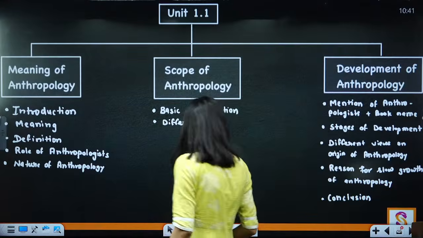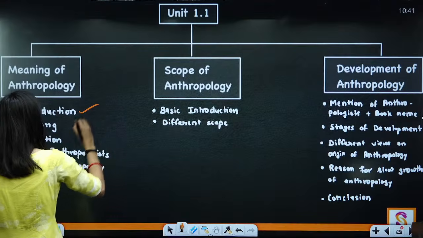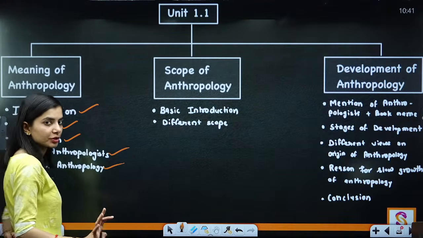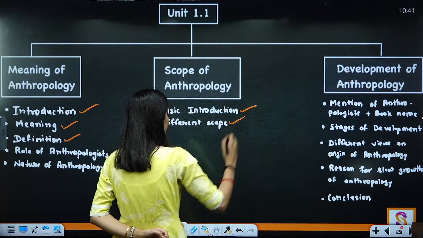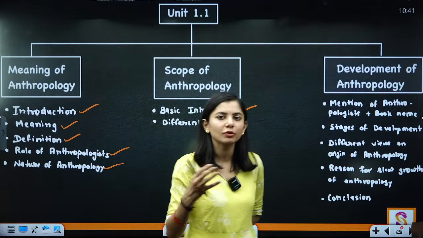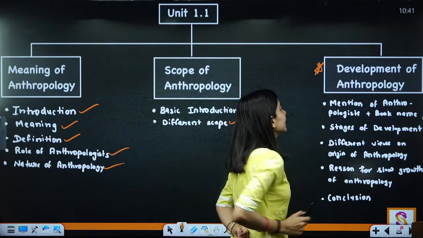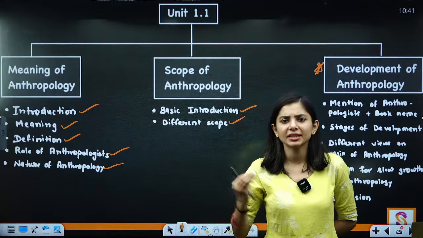See, in the previous class, we are done with this part: introduction, meaning, definition, role of anthropologist, nature of anthropology. So you are not having any doubt from this part. We are also done with the basic introduction and the different scope, like the 4 various branches of anthropology. In today's class, we are going to deal with this part, the development of anthropology first, and then I am going to provide you some answer writing tips.